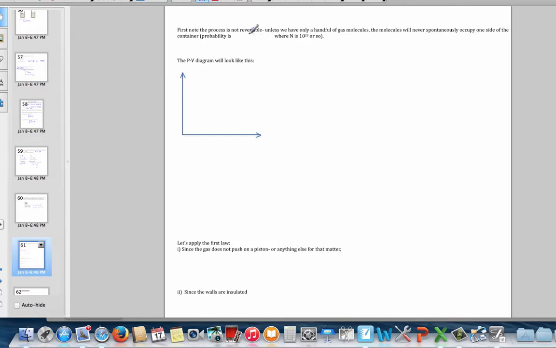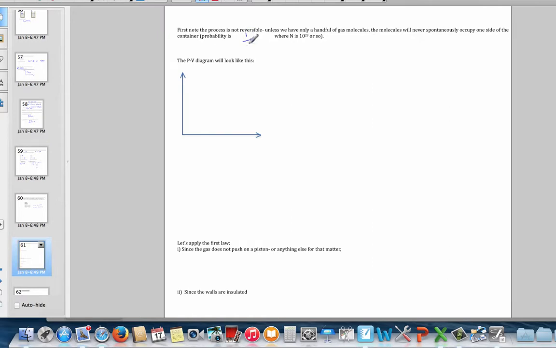Now, this is an irreversible process. Why? Because there's no way that you're going to, without using energy, get all of those gas molecules back into that other side. You could do work and push a piston and get them all back over to the other side and then close the valve. But on their own, it's not going to happen.